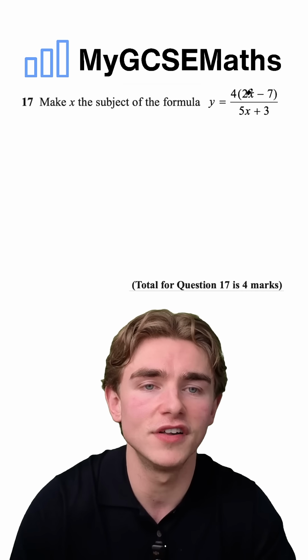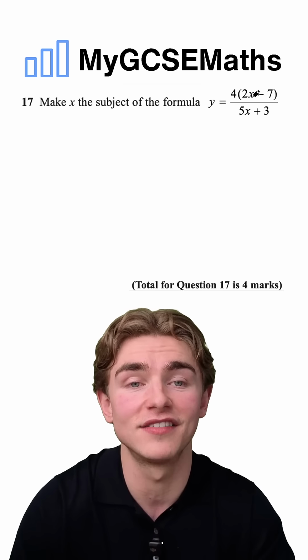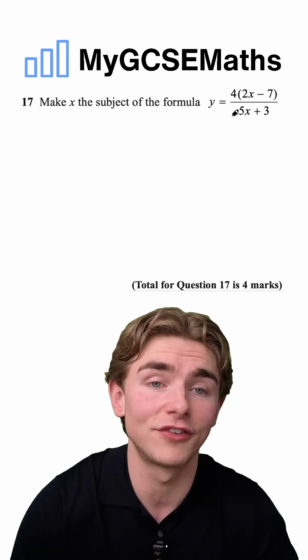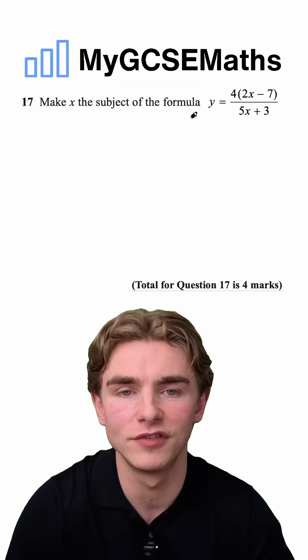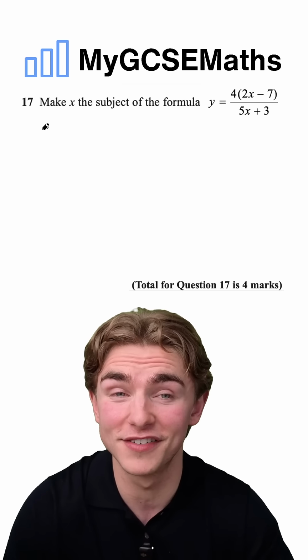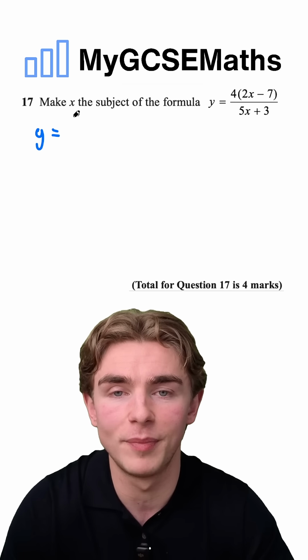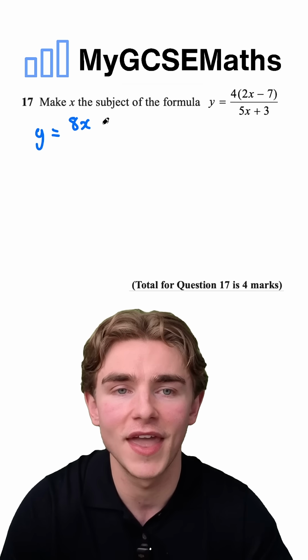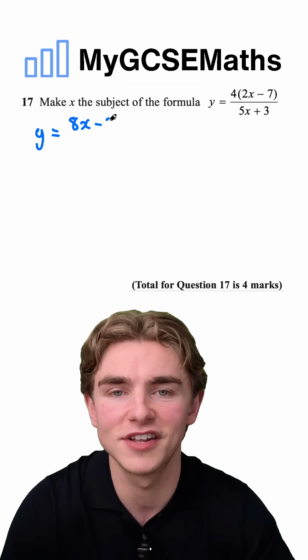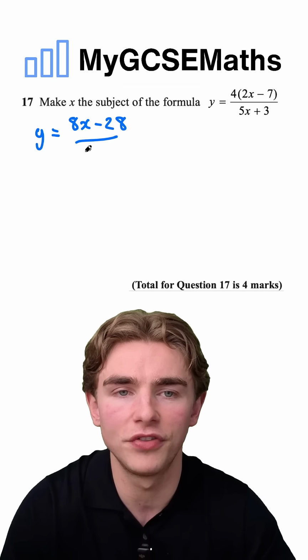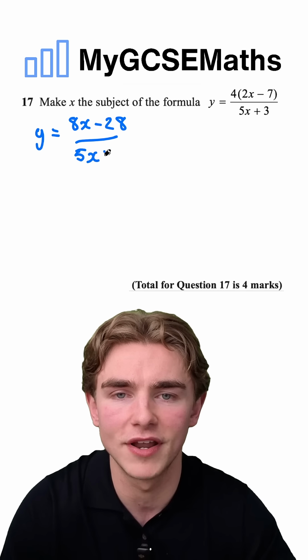So first things first, we see that we have the 4 and the brackets on the top of the fraction. So we can start off by simplifying that. We can expand those brackets. Writing this out, I'm probably going to struggle for space here. Let's have a look. We have y equals 4 times by 2x is going to be 8x, and then 4 times by minus 7 is going to be minus 28. On the bottom, we're going to have 5x plus 3.